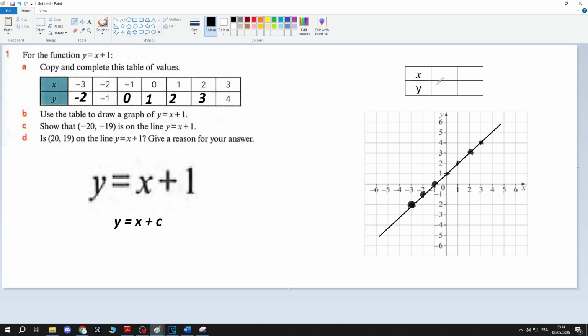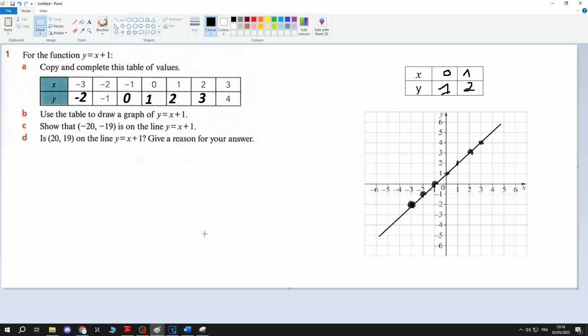So let's say when x is 0, y is 1. And when x is 1, y is 2. I've already drawn the 2 points here. I could just connect these 2 dots together and I would still get the same line. So this is why it is important to know whether a function is linear or not. So this is also something that you probably need to know.